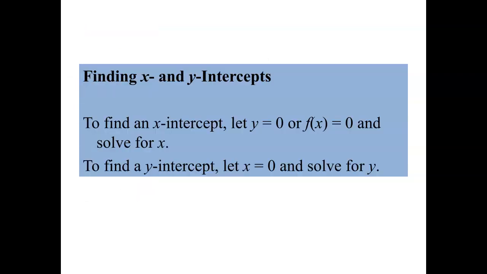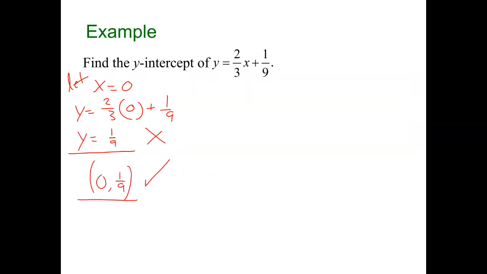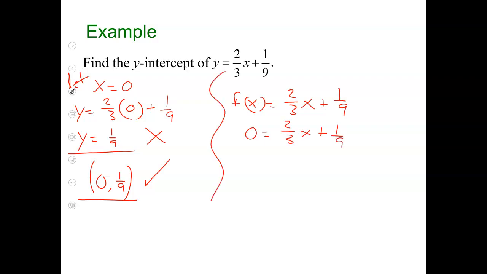All right, so x and y-intercepts. This is the same as we talked about last time. For our x-intercept, let y equal 0. The only difference is now we have function notation. So you could also let f of x equal 0, because f of x and y mean the same thing. So if this was in function notation instead, it said f of x equals 2/3 x plus 1/9, then I would replace f of x with 0 if I wanted to find the x-intercept.